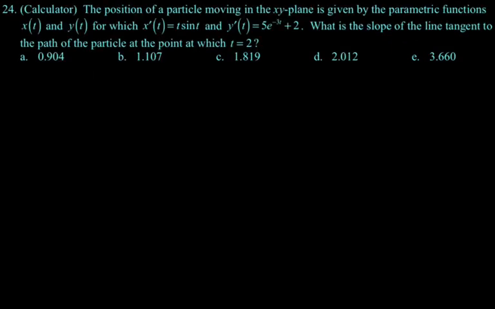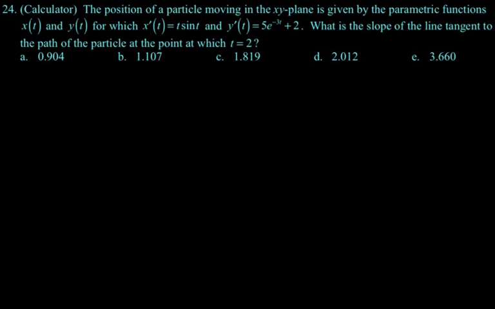The position of a particle in the xy plane is given by the parametric functions x of t, y of t, for which, okay, so you've got to pay attention to what they're giving you. They either give you position or they give you velocity. They go back and forth on that. There aren't a lot where they give you acceleration, but it's also an option. So in this case, we're given x prime is t sine of t, y prime is 5e to the negative 3t plus 2. So we're given basically velocity, the velocity vector if you wanted to write it down.